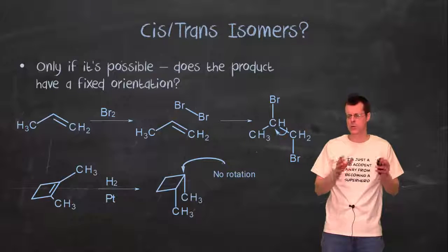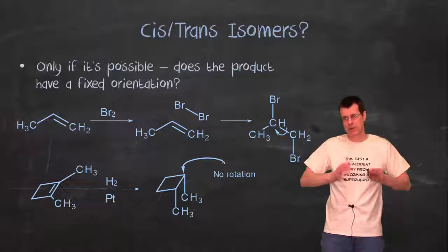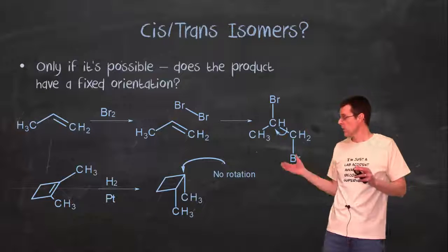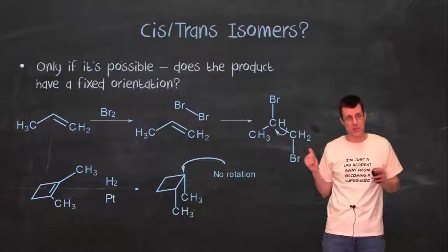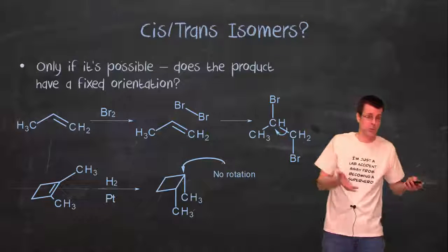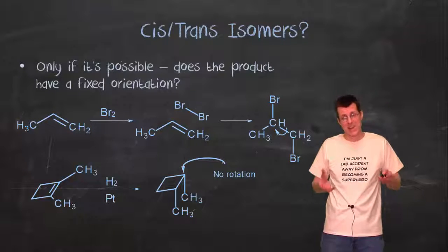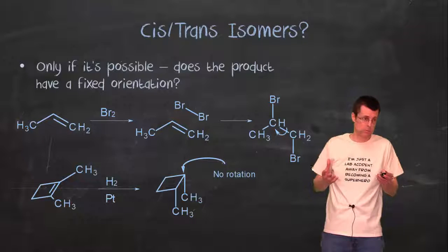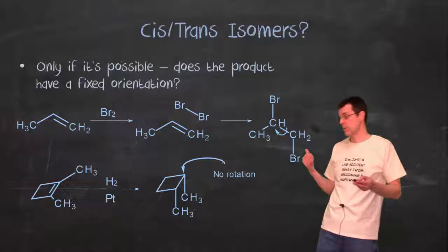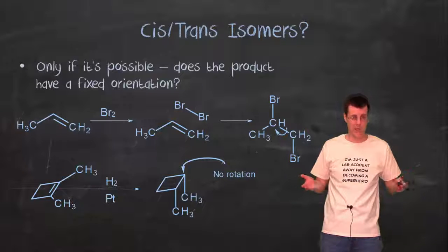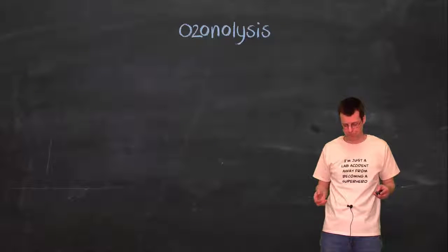But if I start out with a ring, that ring can't rotate. It can flex a little bit, I guess, but it can't rotate. So if I were to add something across this double bond, then those groups that are added, or those groups that were already there, cannot rotate out of each other's way, or into each other's way if that were the case. They cannot rotate, so they're going to be stuck in that orientation. They're going to be stuck in that position. Then I can have cis-trans isomers.